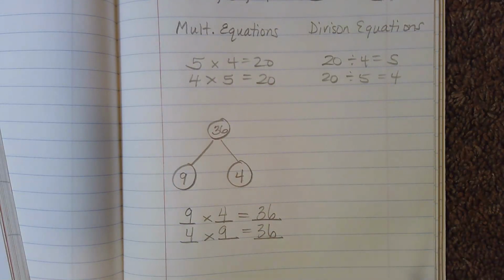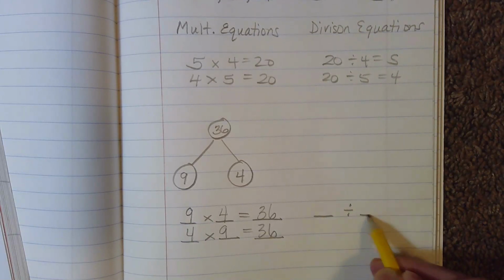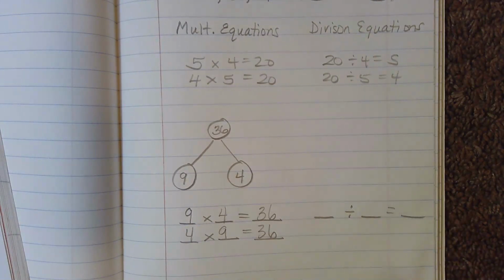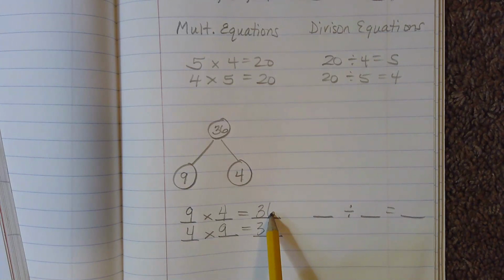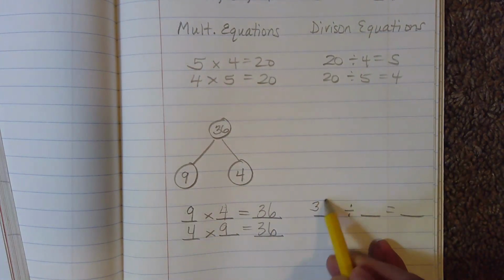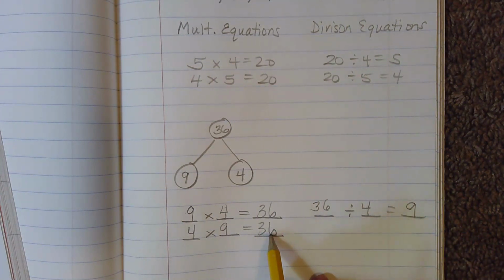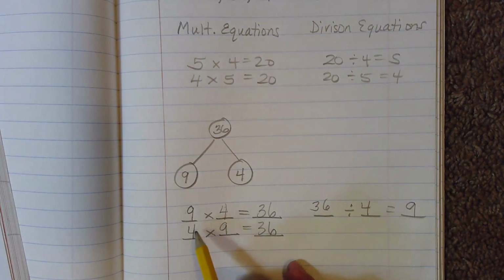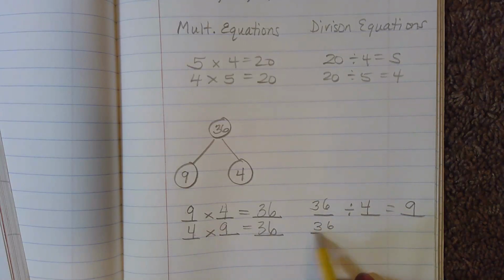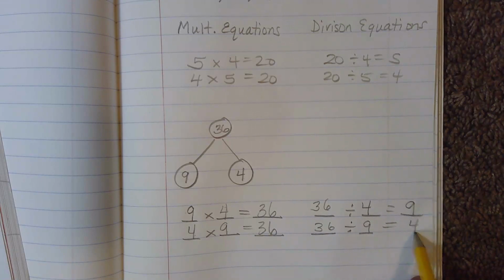Now, what if I asked you to figure out the division problem? One way you can do this is you can actually read it backwards. 36 divided by 4 equals 9. In this case, 36 divided by 9 equals 4.